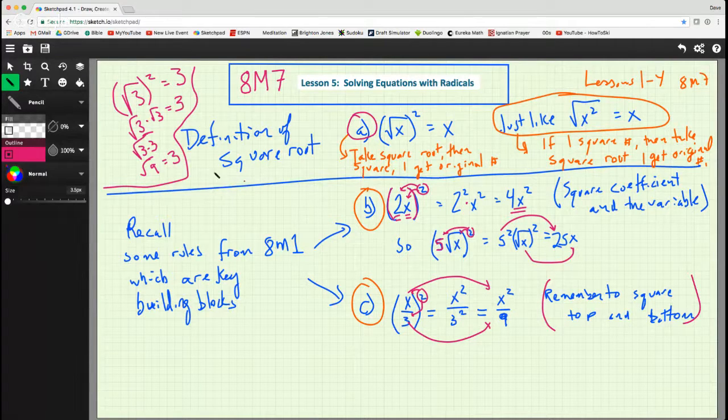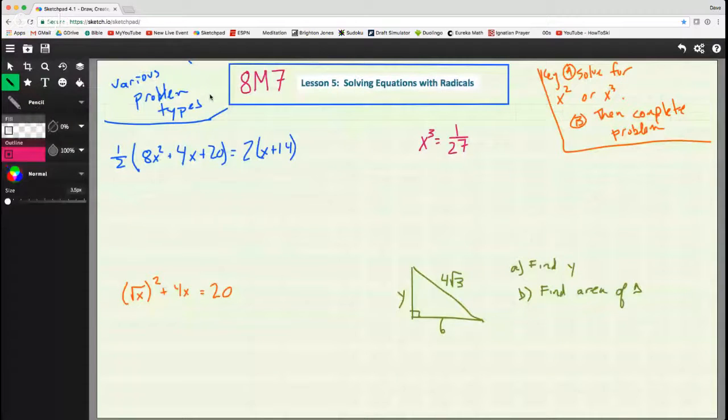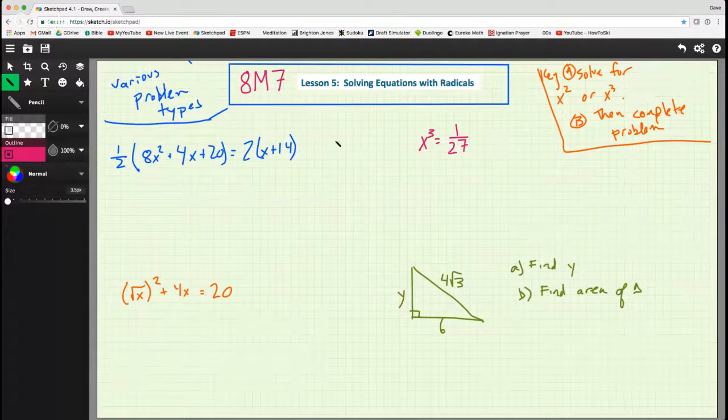So now let's take a look at some of the problem types you're going to be doing on homework today. And so I made up these 4 problems. And now the key in all 4 problems is you're going to solve for either x squared or x cubed, and then you'll complete the problem. Okay, so we want to get this thing down to where we have x squared equals something, and then we're going to solve it. So let's do that. Well, to do that, what do we got to do first? Well, we got to do our distribution. So let's distribute. You know what? I'm going to solve these in a different color.